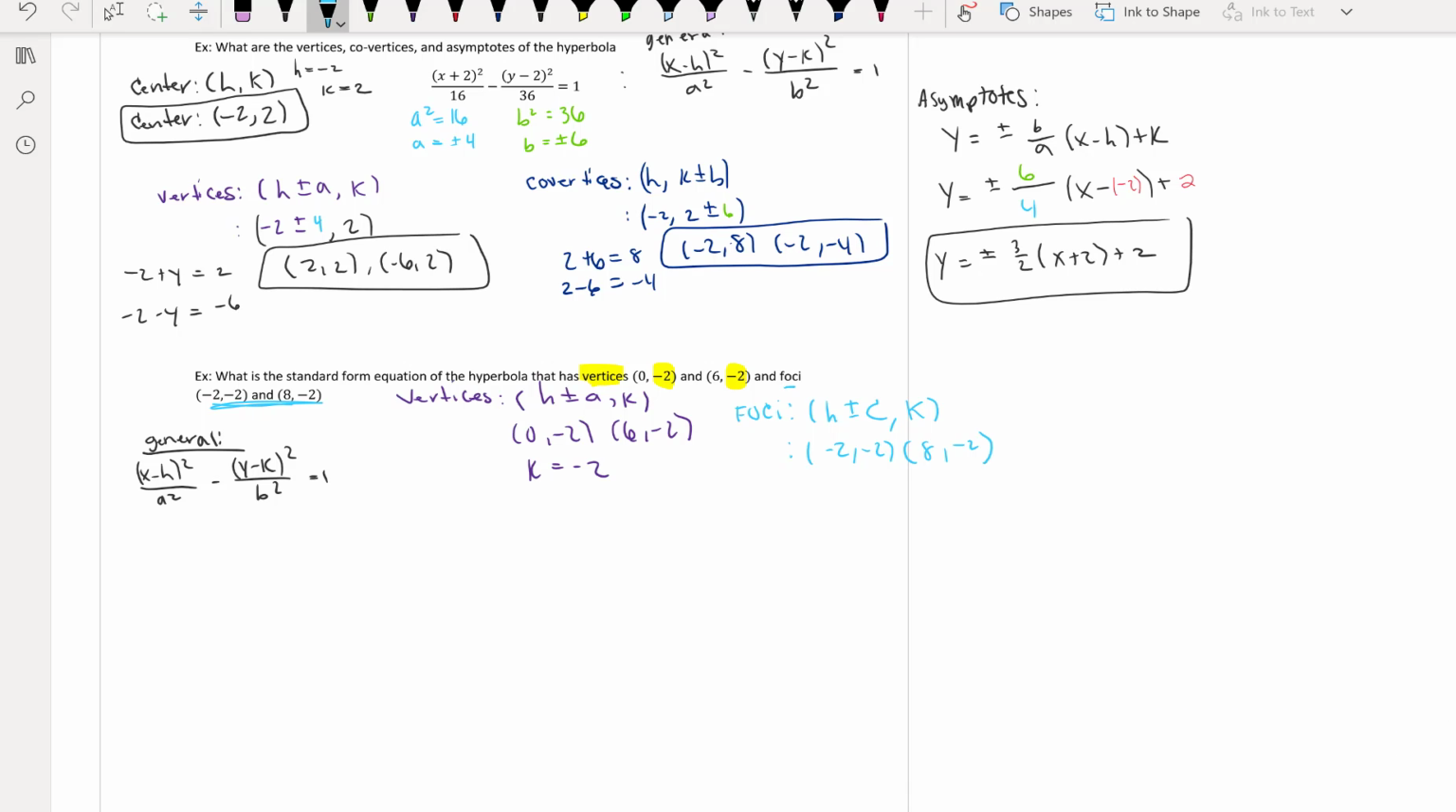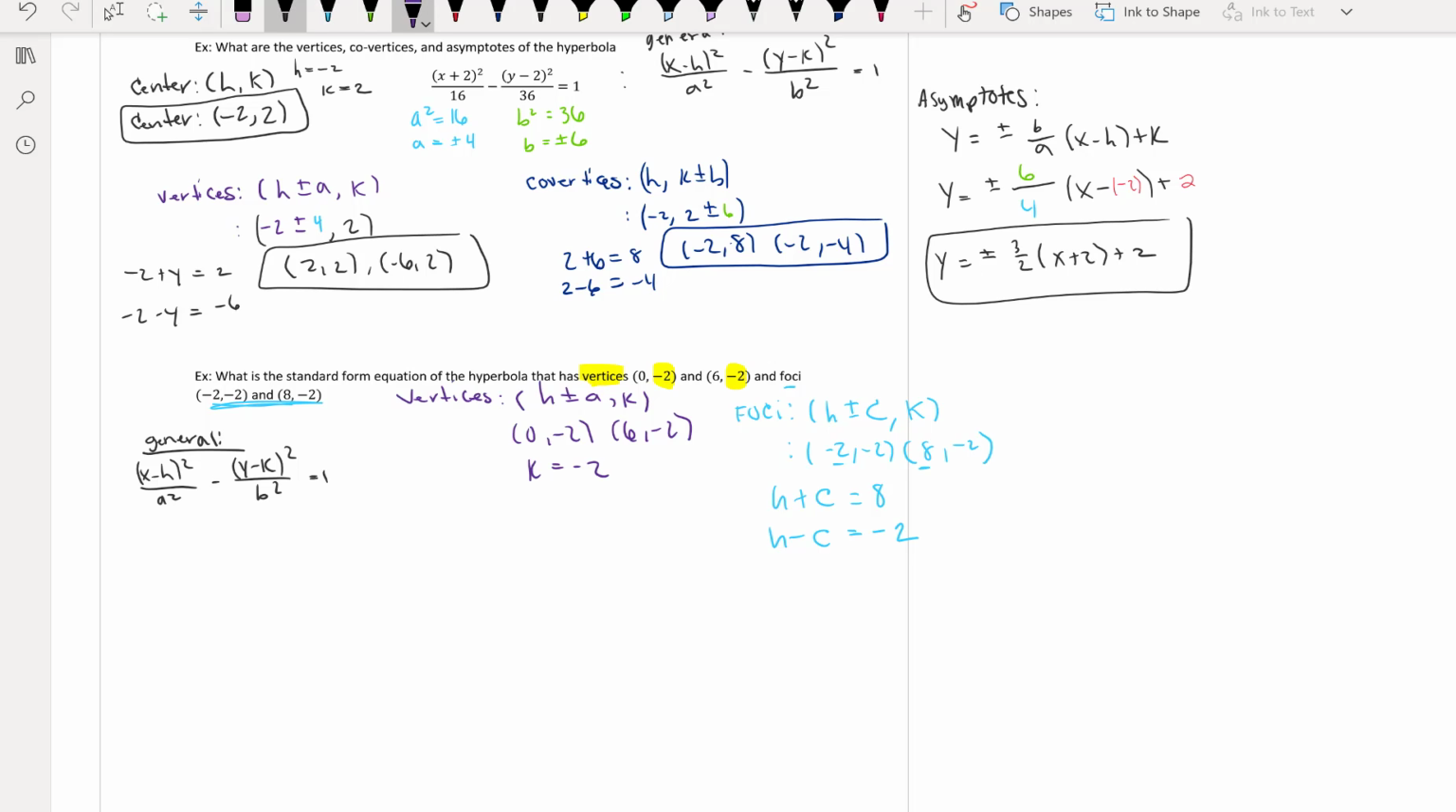So to get that h value, what I can do is think about this foci. I have h plus c, and I have h minus c. So here are my values, right? Since it's addition, I'm going to go with the number that's bigger. 8 is bigger than -2. So the subtraction, I'm going to say that's h minus c equals -2.